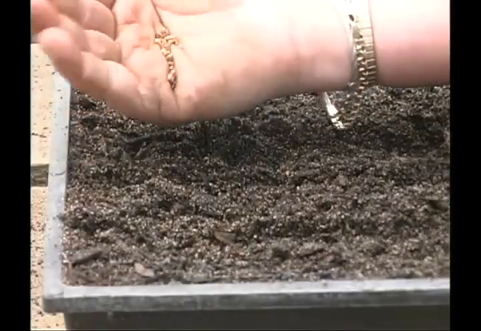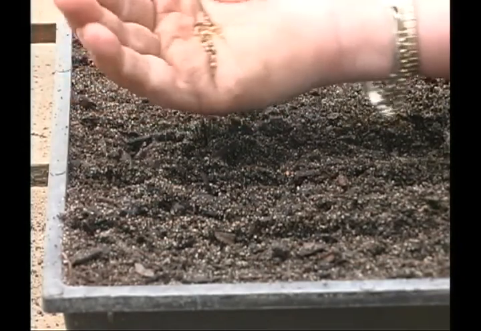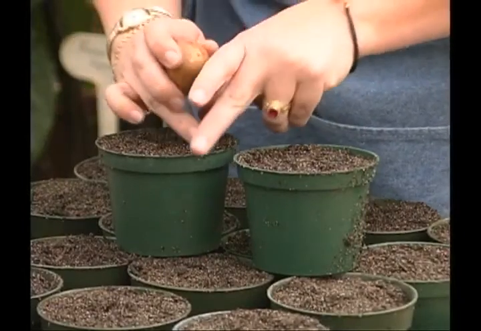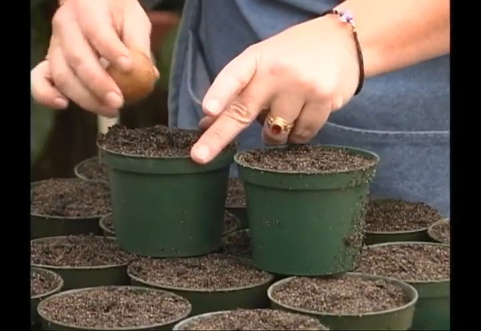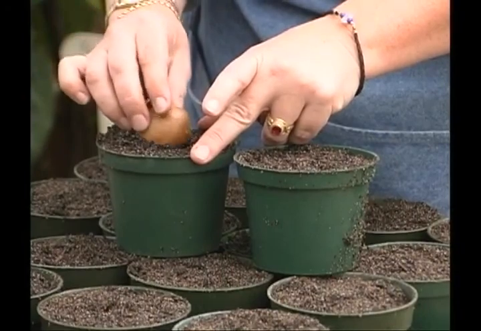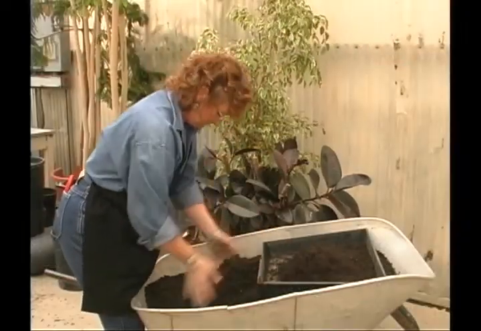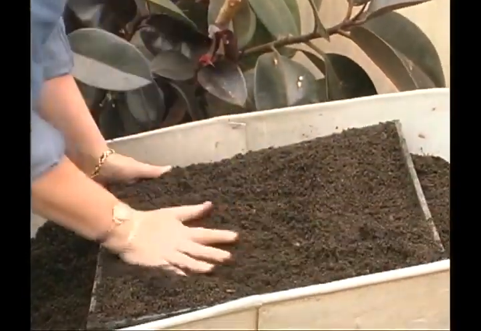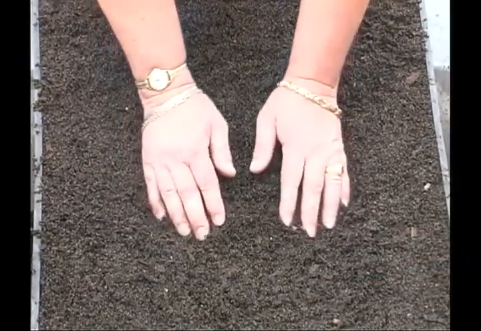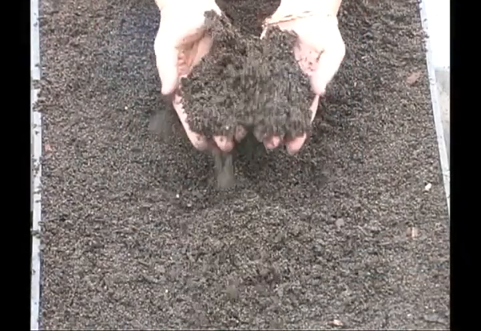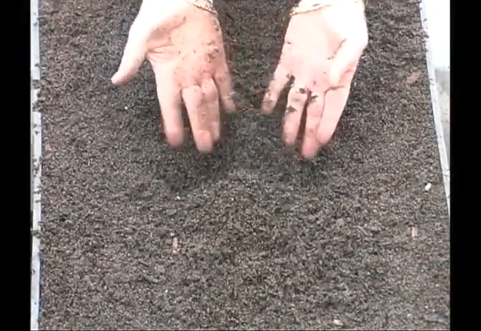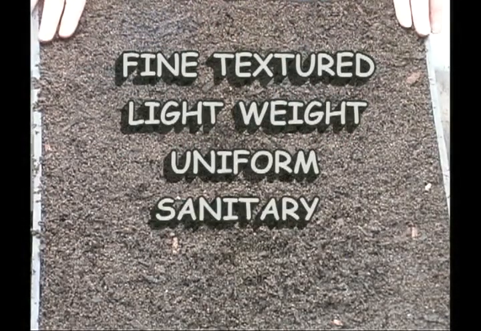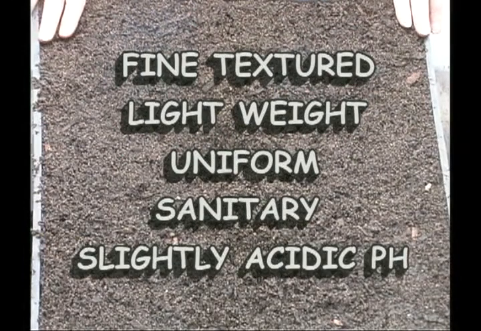Open flats can also be used if plug trays are not available. Open flats or even small pots may be needed when sowing larger seeds, such as avocados. Instead of using field soils, we'll fill our trays or containers with a soilless germinating medium. A reliable sowing medium will have an even mixture of ingredients that are fine-textured, lightweight, uniform, sanitary, and have a slightly acidic pH.